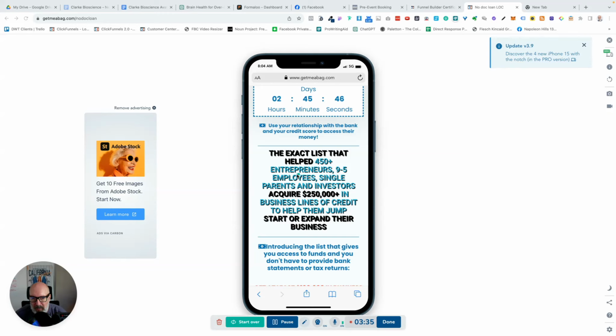But more importantly, you're not really picking your most important target audience out of there. You're talking about entrepreneurs, 9-to-5 employees, single parents, and investors. This is about 75% of the population, so nobody is going to feel that you talk to them. If your main group is entrepreneurs, then only mention entrepreneurs. Like 9-to-5 employees, I'm not really sure, do they need a business line of credit? I don't know.